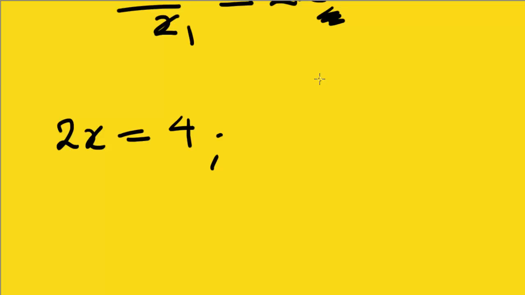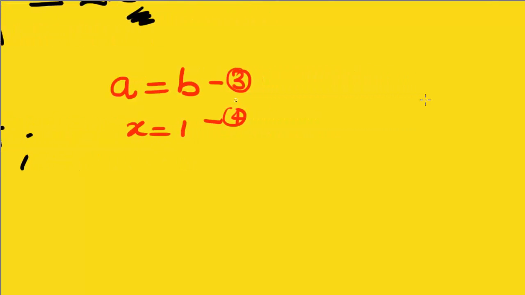Imagine you had an equation A equals B. I have another equation, x equals 1. Let's add these equations to each other. Let me call this equation 3 and equation 4.